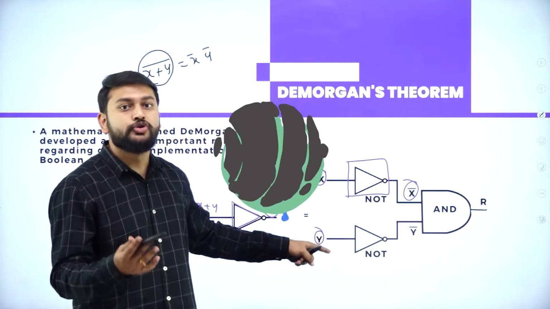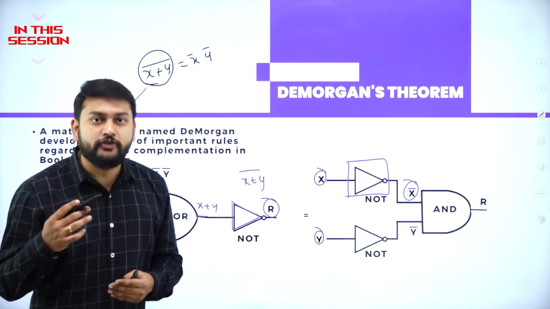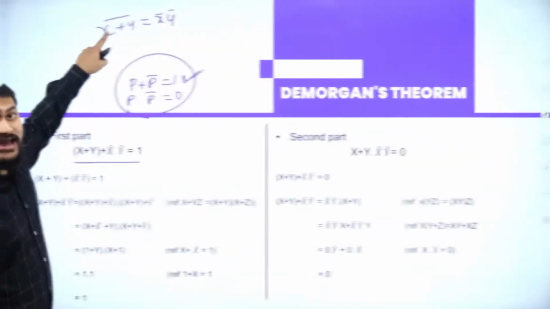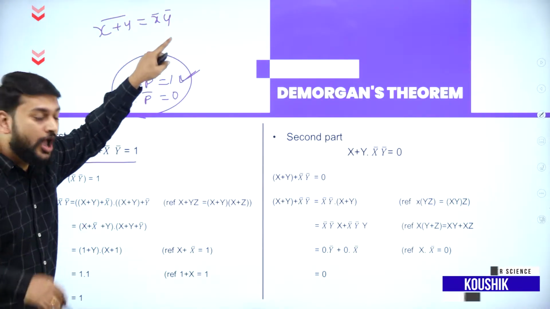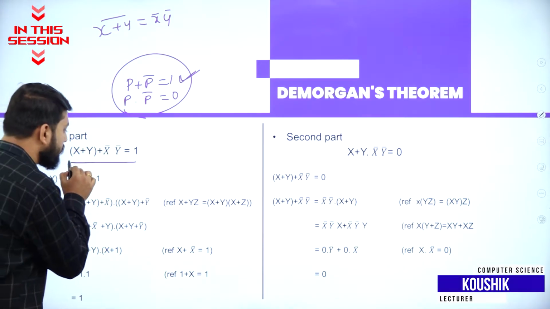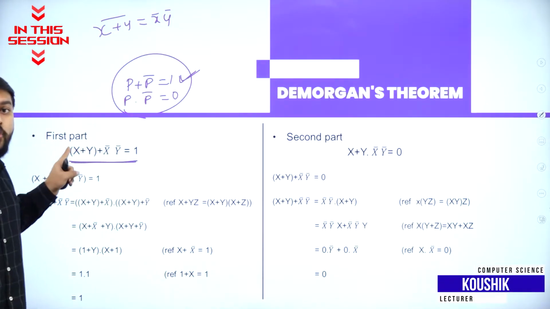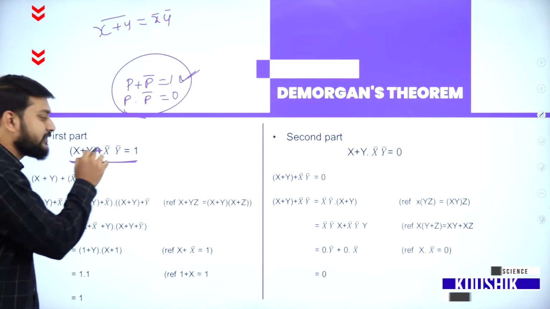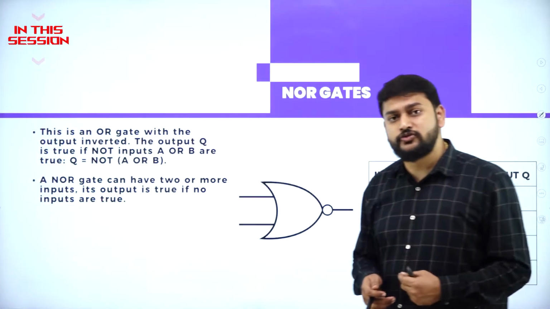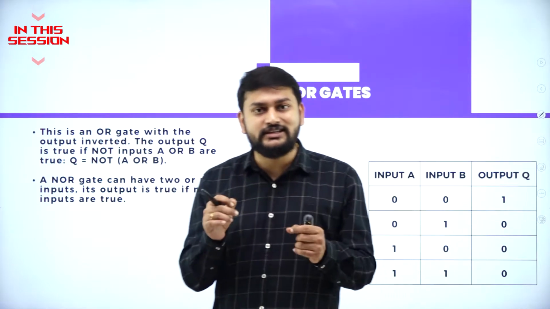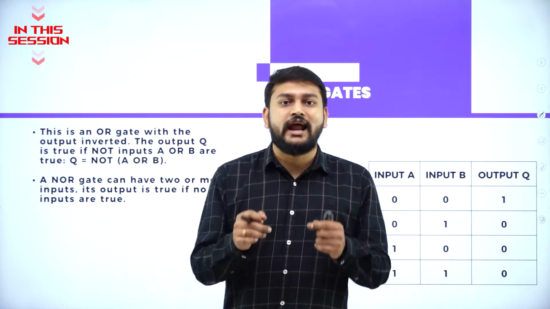NOT gate will produce the complement of whatever the input that it is taking. X plus y whole dash is equal to x dash into y dash. I can rewrite the expression as x plus y plus x dash y dash is equal to 1. Logic gates: I have two types of logic gates. One is basic gates, another one is derived gates.